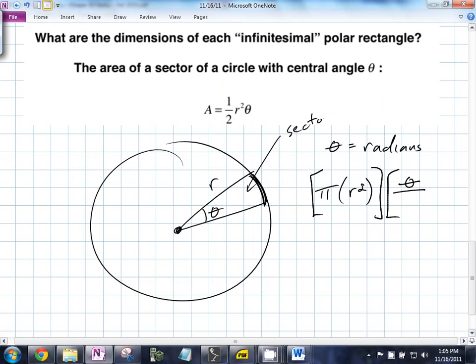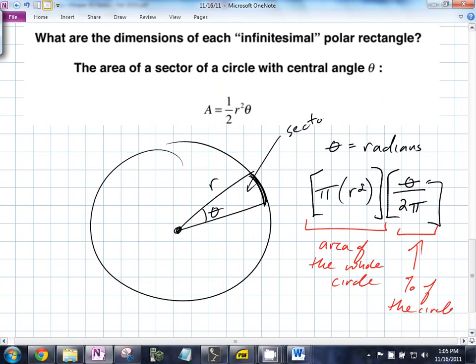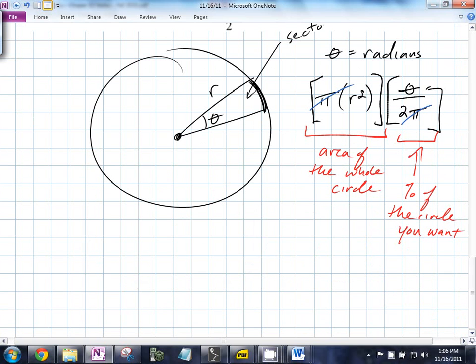Because what does this represent? The area of the first circle. And that represents the percentage of the circle you want. What cancels really nicely? The pi cancels, and what are you left with? 1 over 2 r squared theta. Yeah, we're pretty good with that, right?